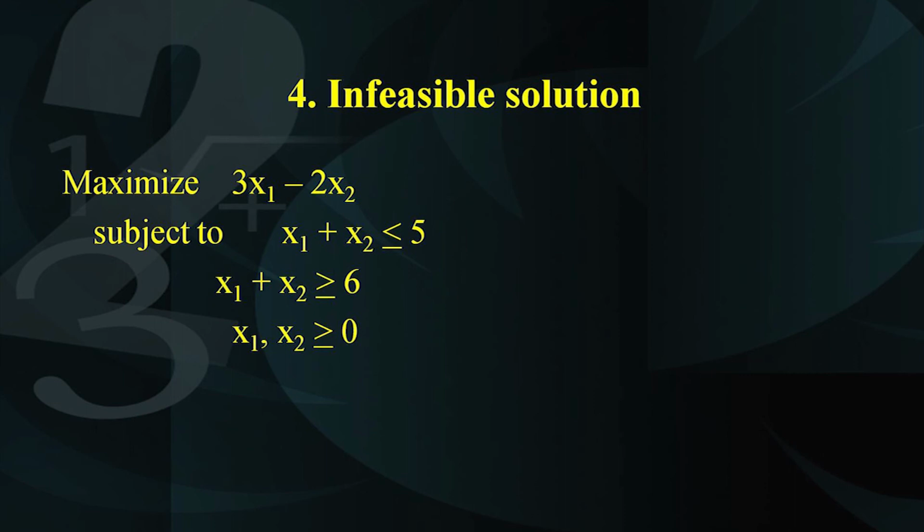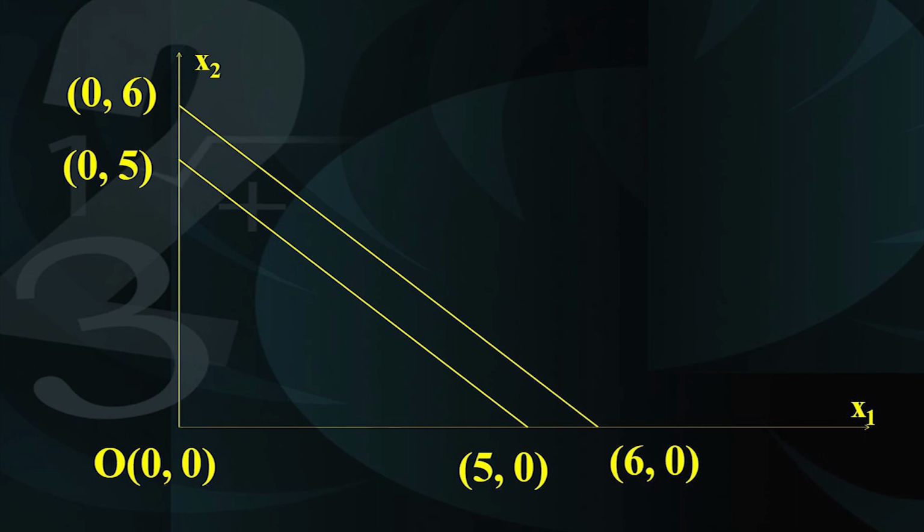So, as before, let us try to draw the feasible domain. This is the x1 axis, this is the x2 axis, and this is the origin. The first constraint is represented by this straight line, and the region is below this line. This line is passing through the points (0, 5) and (5, 0), and the feasible region is likely to lie below the line.